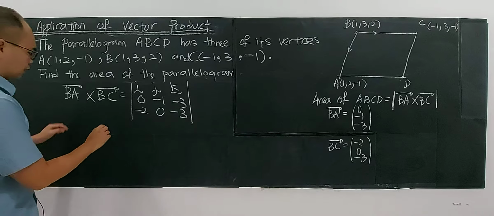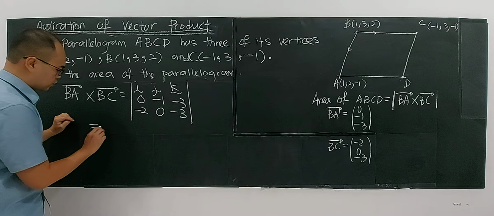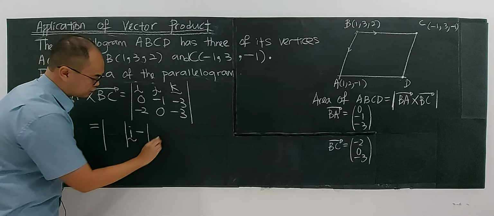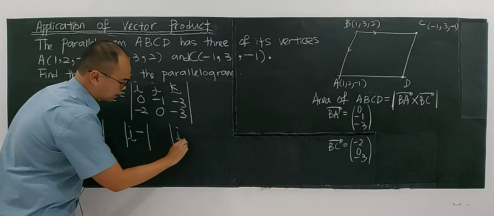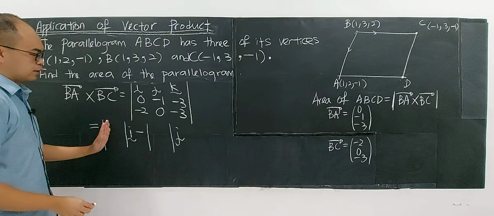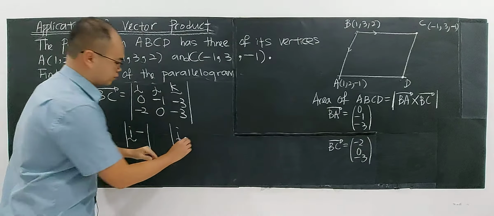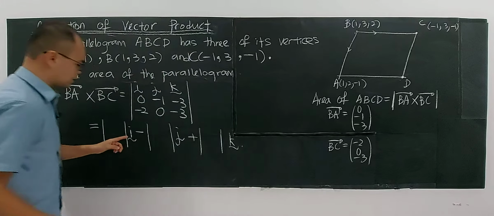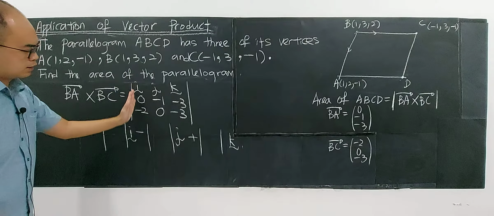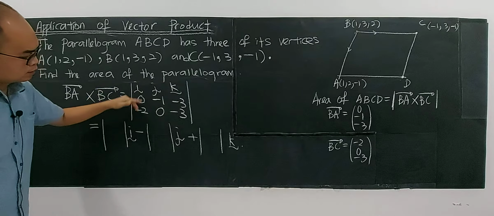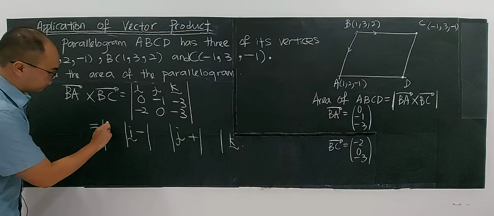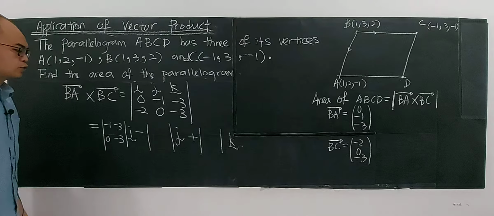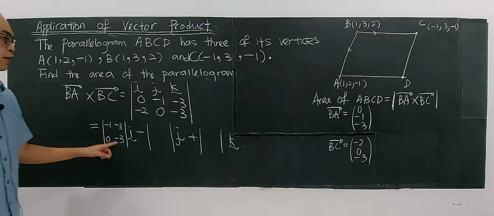So start by doing the cross product. You know the signs will be positive, negative, positive, just like when you find the determinant of a 3 by 3 matrix, right? Positive for I, negative for J, positive for K. So what is the minor for I? If you look at this, it will be negative 1, negative 3, 0, negative 3.